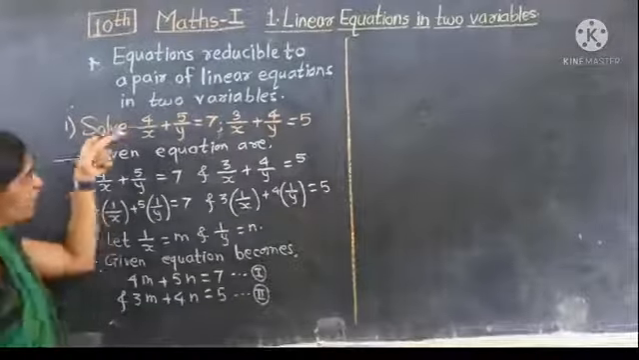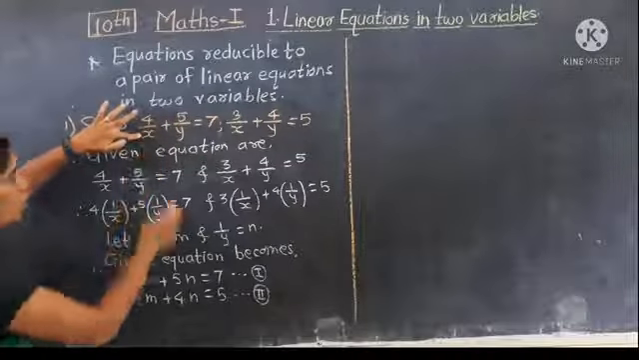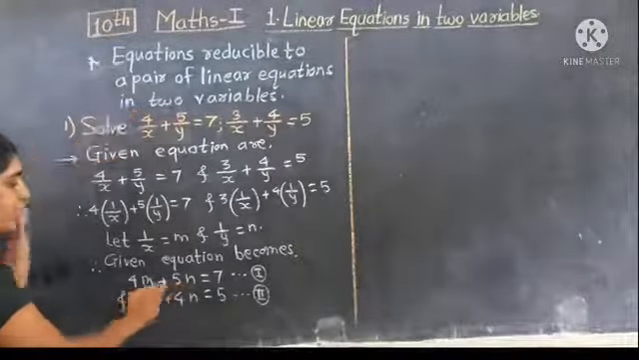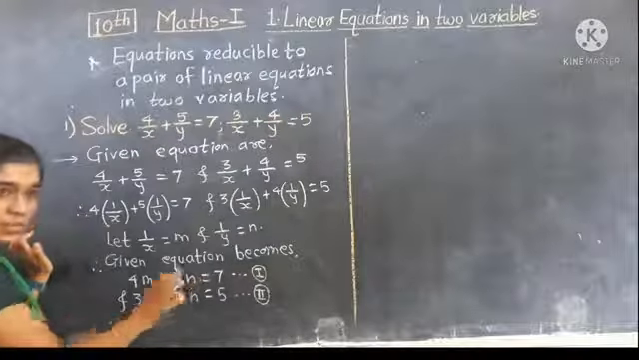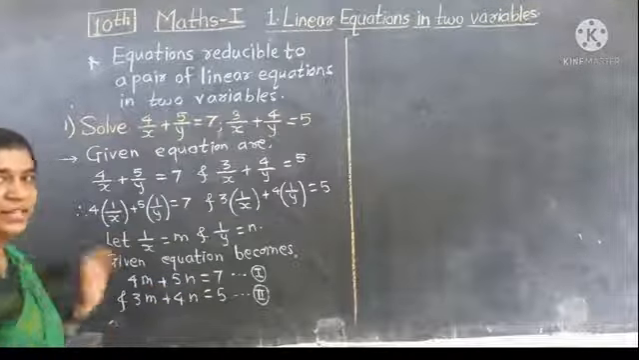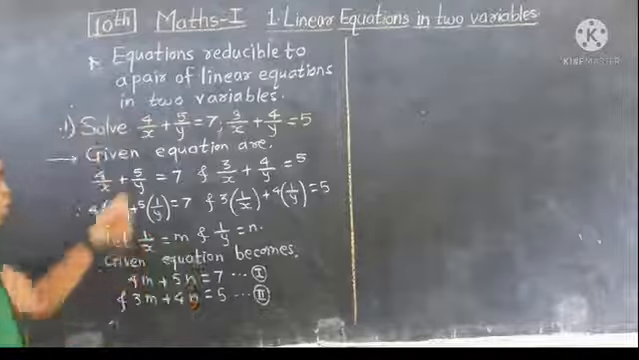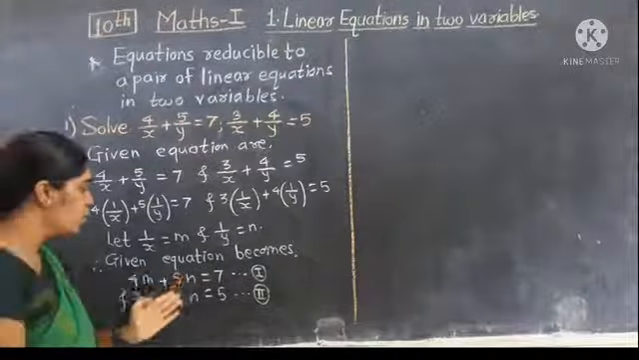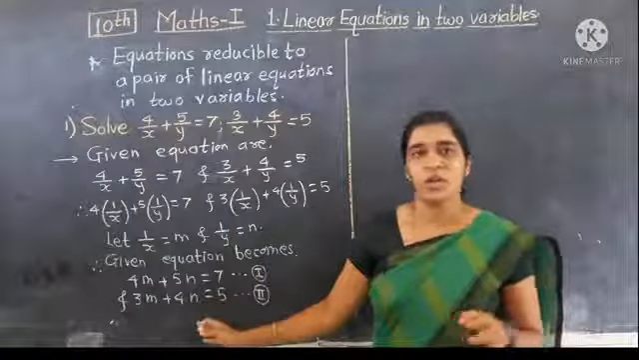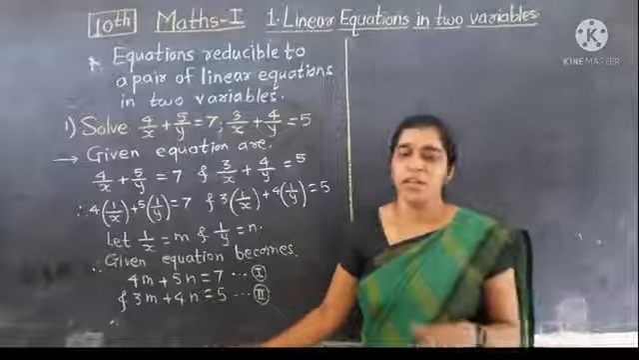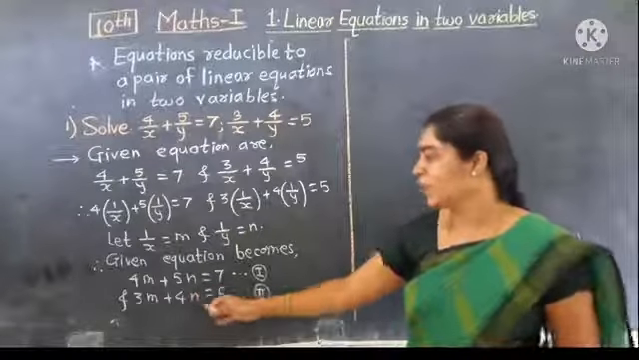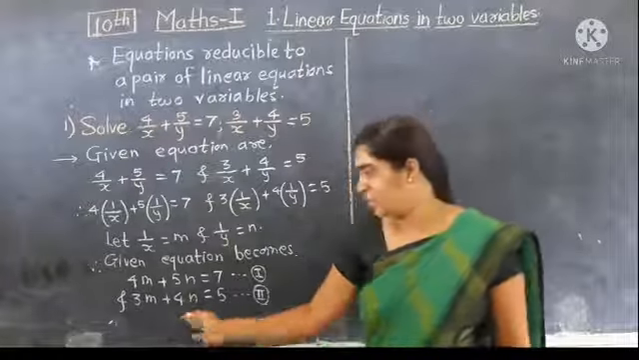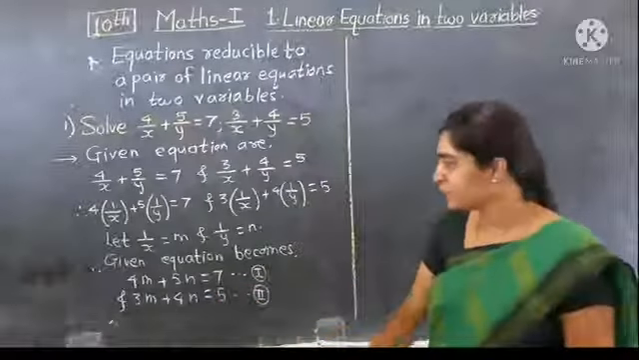So here we converted these equations to linear equations in two variables. They were not linear equations, but here we converted them into linear equations in two variables. Here two variables are present and the degree of each variable is 1. Now these two linear equations you can solve by substitution method, by elimination method, or by Cramer's rule as usual. Here I solve this by the elimination method, let us try it.